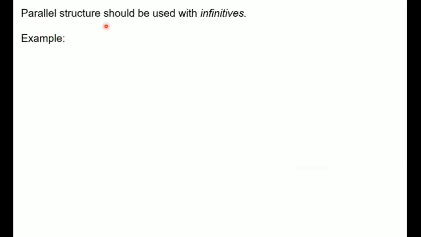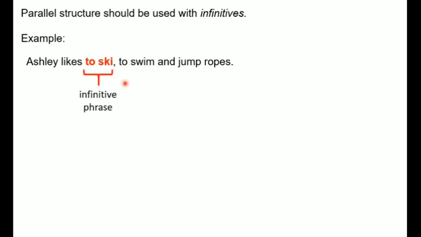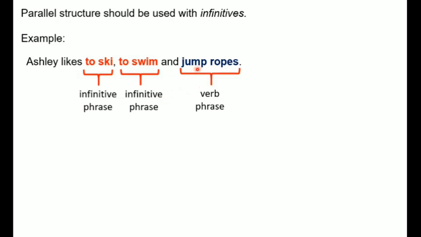Next, parallel structure should be used with infinitives. Example, Ashley likes to ski, to swim, and jump ropes. Now notice here, we have three elements. The first one is an infinitive phrase, to ski. Another here is also an infinitive phrase, to swim. And the third element is jump ropes, which is a verb phrase. This is not balanced. Kasi naiiba itong isa, verb phrase. It is wrong.